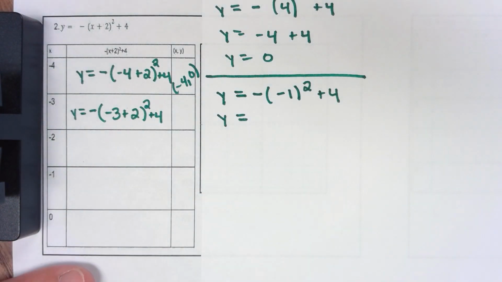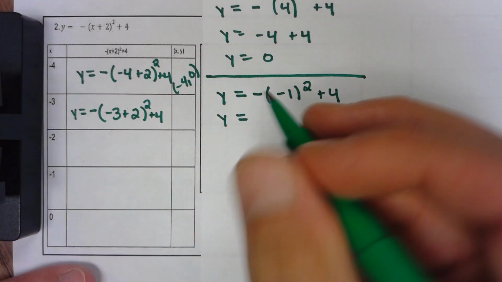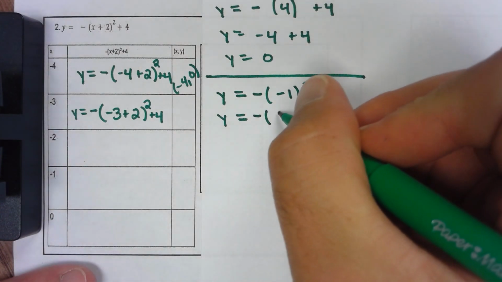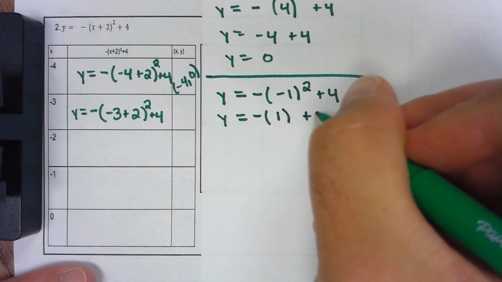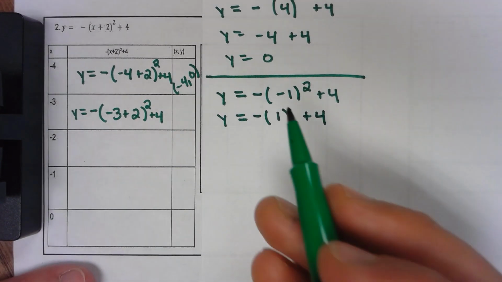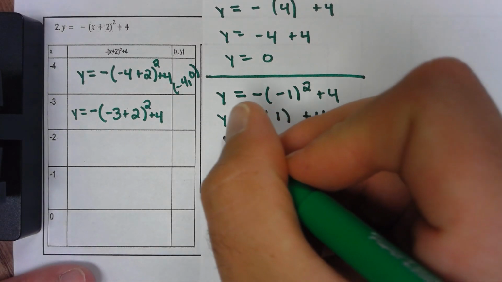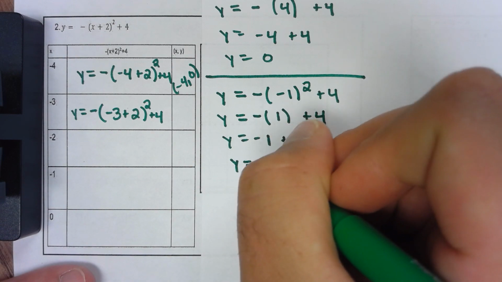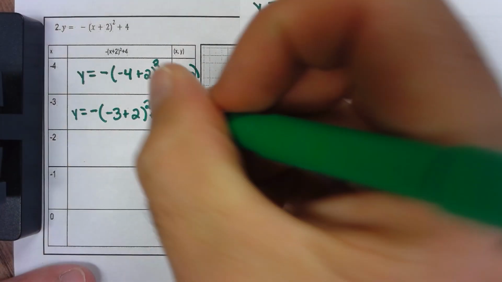Then, after the grouping symbols are my exponents. Negative 1 squared is negative 1 times negative 1, making a positive 1. And plus 4. And we have negative 1 times 1, which is negative 1, plus 4, which is 3. So we have negative 3, 3.